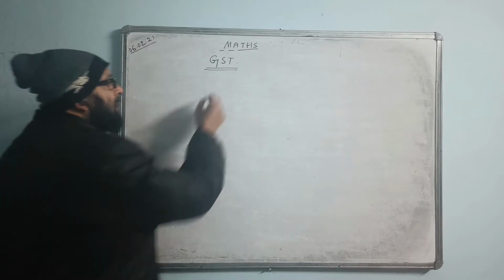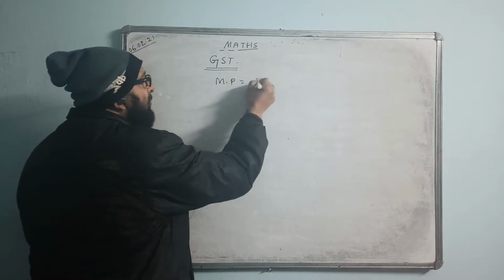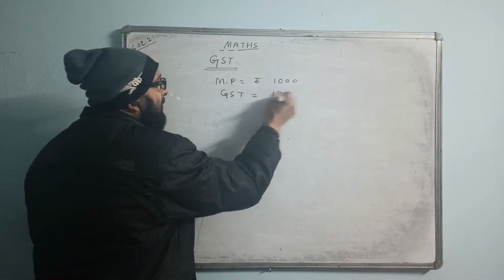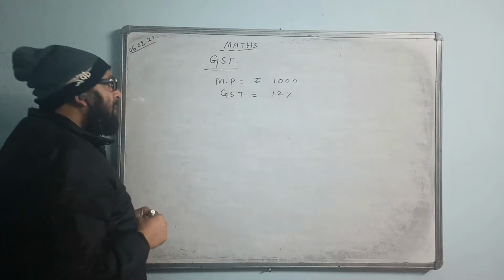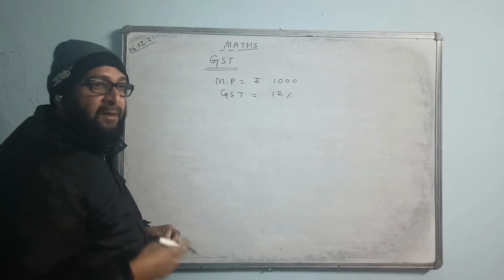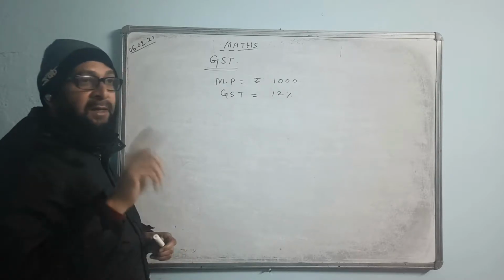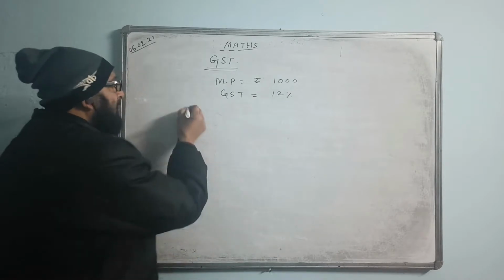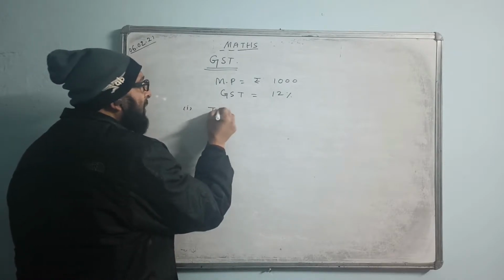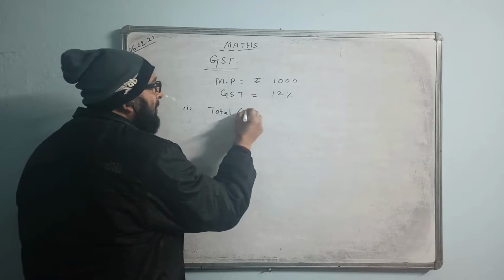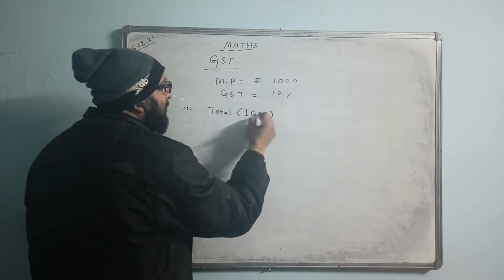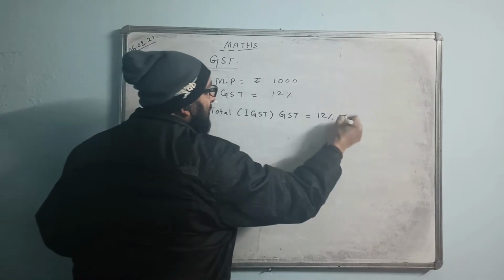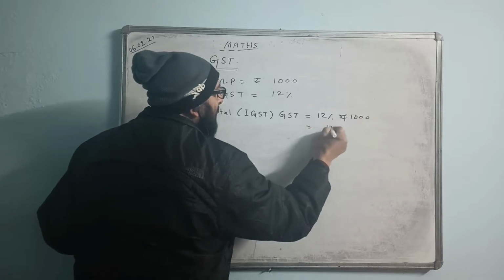I'll just give an example. Suppose the mark price of a camera is rupees 1000. GST is charged at the rate of 12%. The question says find the amount of total GST. Total GST is called IGST, integrated GST. So first, write total IGST under calculation. Total GST is equal to 12% of 1000. The answer will come 120.